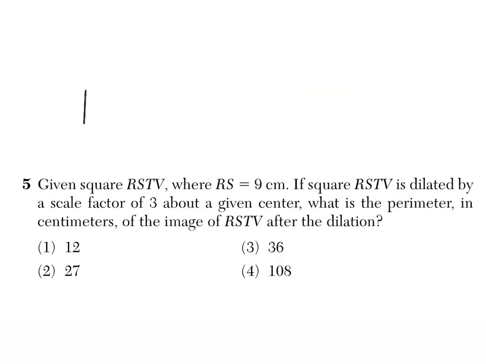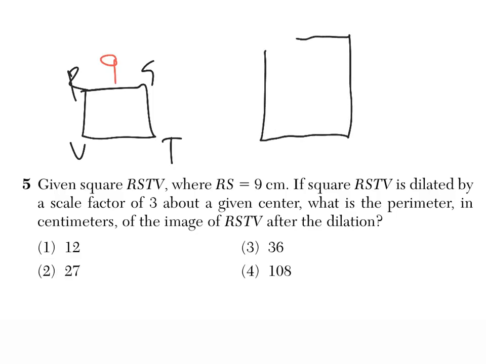Let's take a look at question number 5. It says, given square RSTV, I'm going to draw a little visual where RS is 9 centimeters. If square RSTV is dilated by a scale factor of 3 about a given center, what is the perimeter in centimeters of the image RSTV after the dilation? So it's increasing in size by 3. And so after the dilation, RS is no longer 9. We're going to multiply by 3, and that, of course, is going to give us 27.